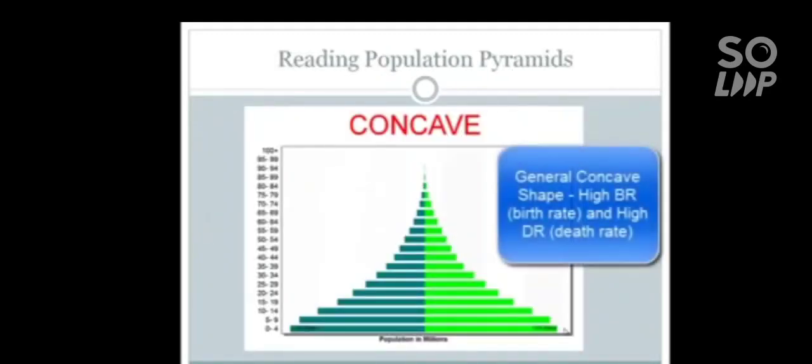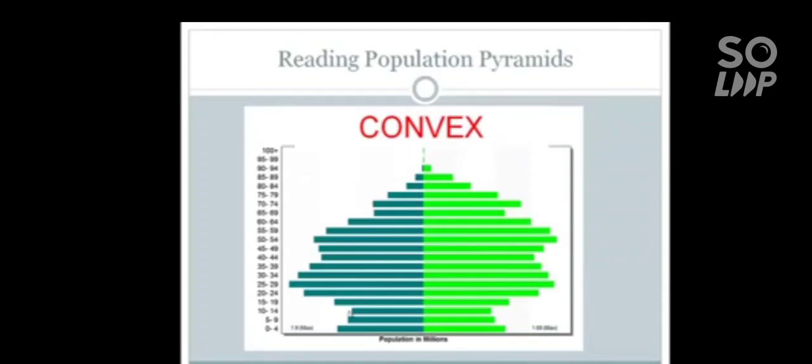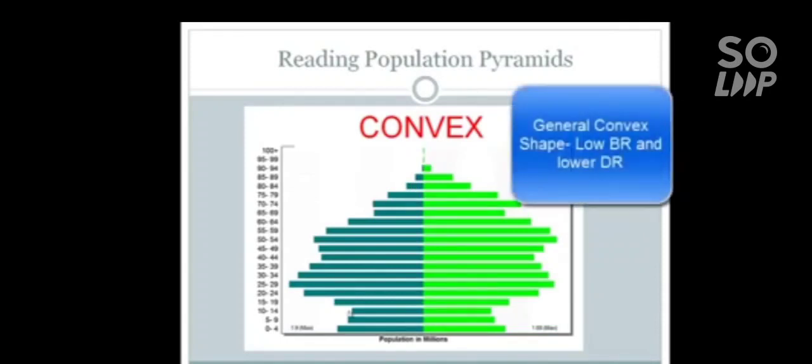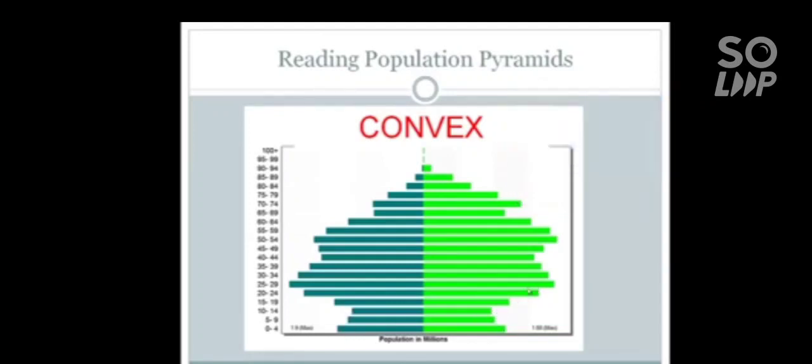There's 2 basic shapes for your population pyramids. The first is concave. In a concave pyramid, you're going to have a wide base indicating a high birth rate and not very many people reaching an older age. This indicates a high death rate. The opposite is convex. In a convex population, the birth rate slows, and you can notice this by the bars being shorter than the previous ones.